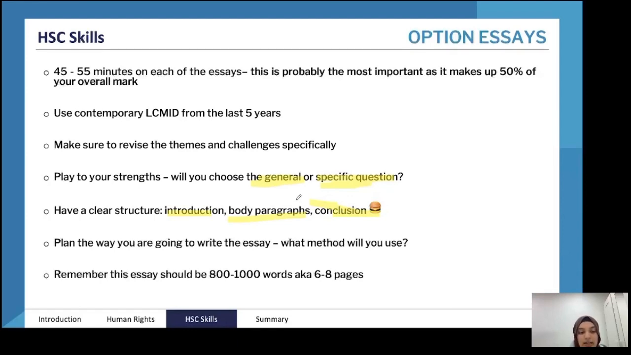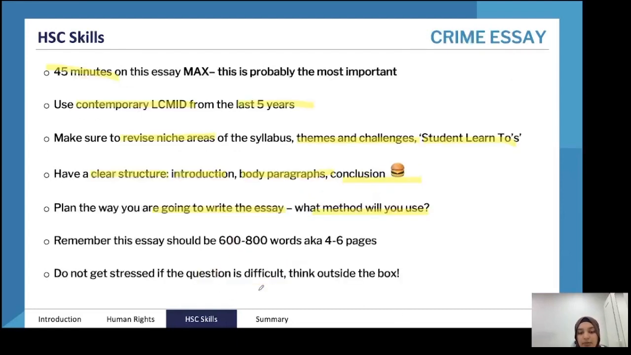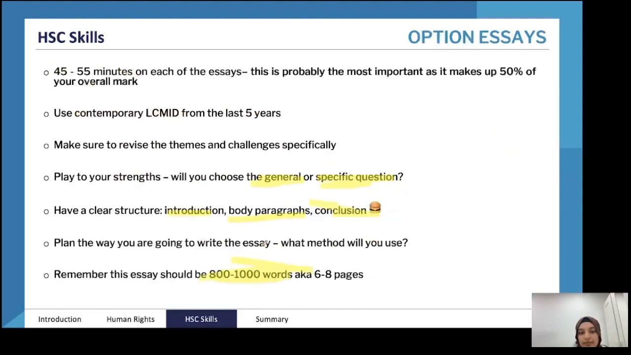Again, something to really keep in mind is that this one is significantly more than this one. You can see that, and again, it's 10 extra marks that's given for your options essay compared to a crime essay, so factor that in, so 6 to 8 pages as well.